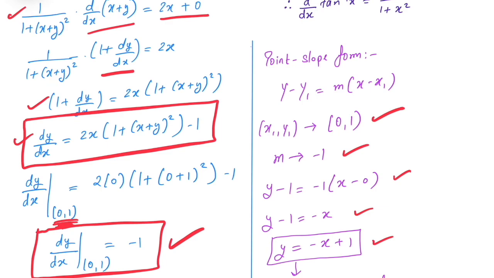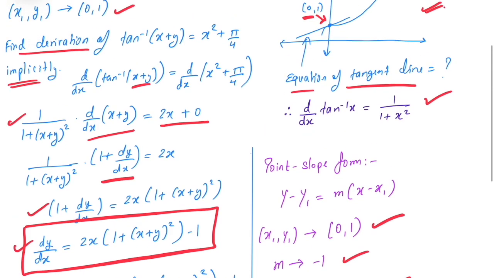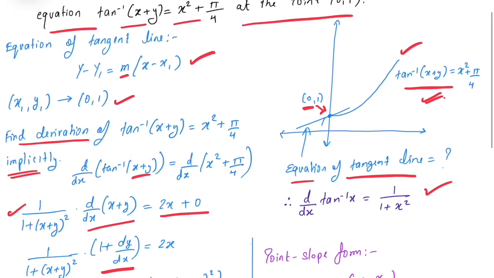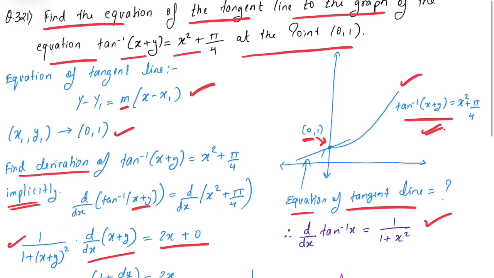So this question is based on implicit derivative and how you can find the equation of the tangent line. And what's the derivative? Derivative is nothing but the slope. I hope you understood this.